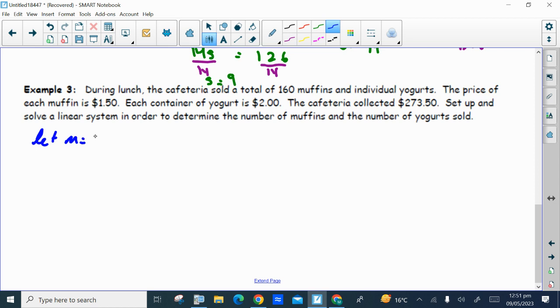So we might let M equal the number of muffins and Y equal the number of yogurts. Keen, what's our first equation going to be?